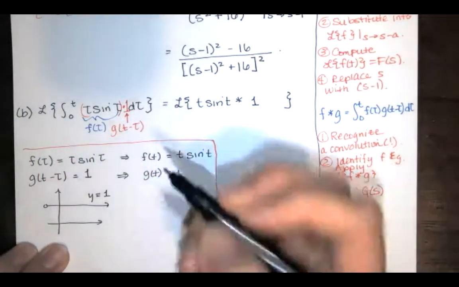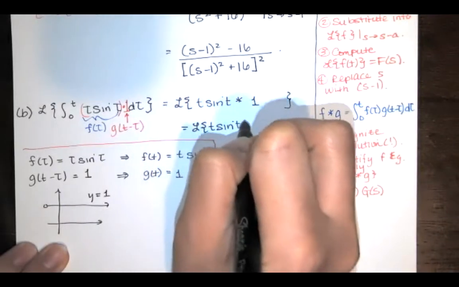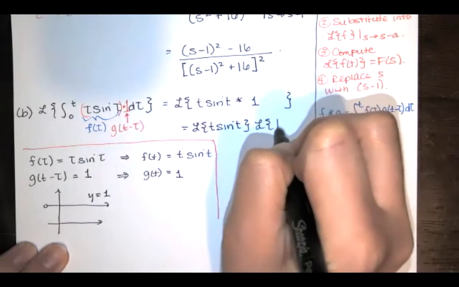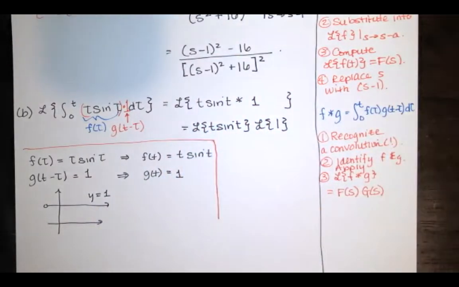So that's what we're doing here. This is the Laplace transform of t times sine of t multiplied by the Laplace transform of 1. So I would look for the t times sine of t in my table. And of course, we know the Laplace transform of 1 is 1 over s. And we would just write those down and multiply them together.